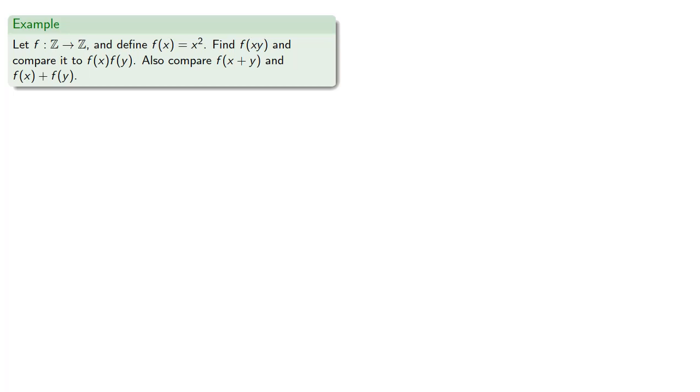Let's find f of xy and compare it to f of x times f of y. And let's also compare f of x plus y to f of x plus f of y. So f of xy, well, that's (xy) squared, or x squared y squared, but f of x equals x squared, and f of y equals y squared, so this is f of x times f of y.